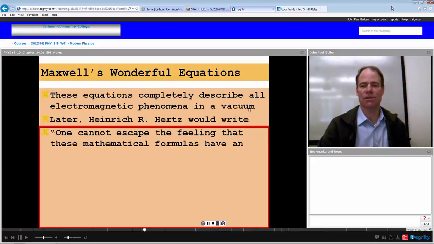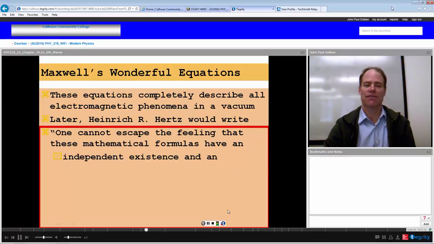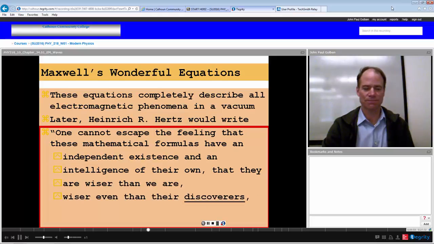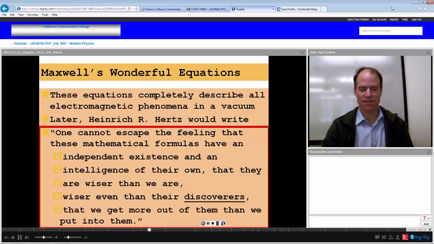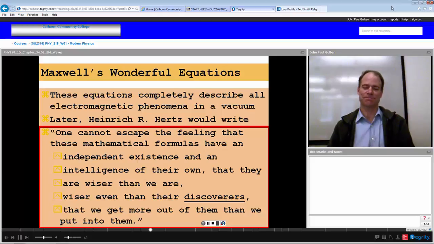Later, Heinrich Hertz would write, "One cannot escape the feeling that these mathematical formulas have an independent existence and an intelligence all their own, that they are wiser than we are, even wiser than their discoverers, that we get more out of them than we put into them."